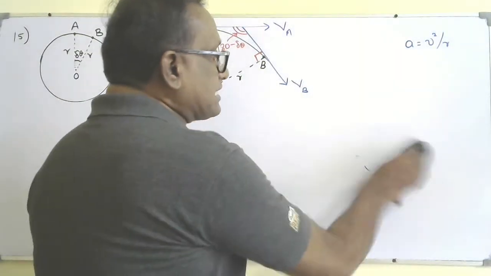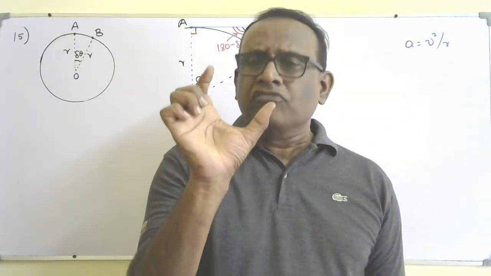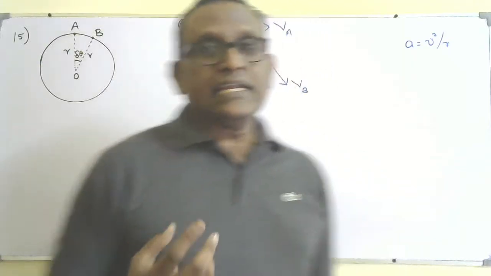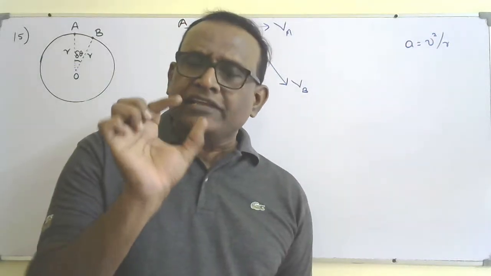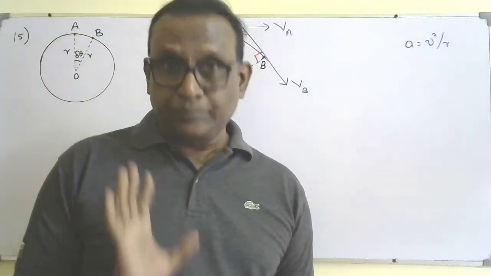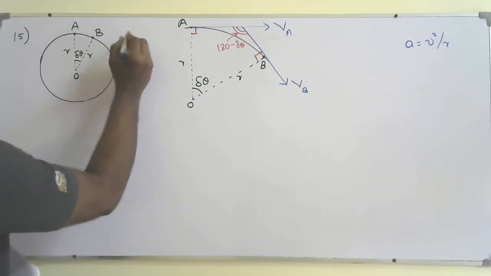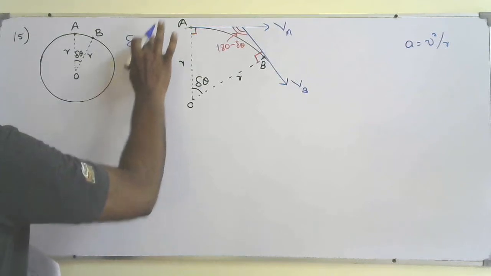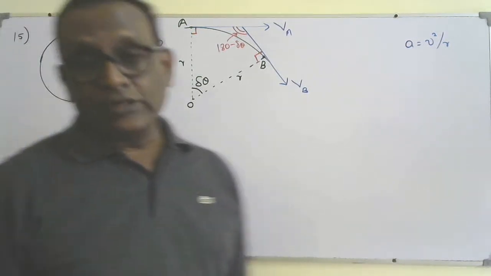To derive the instantaneous acceleration, we need two points that are very close to each other. That means A and B are two different points, but they are very, very close to each other, meaning delta theta is almost equal to 0. Remember that delta theta is almost equal to 0 but not equal to 0.